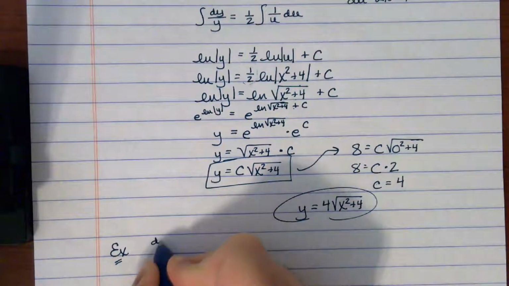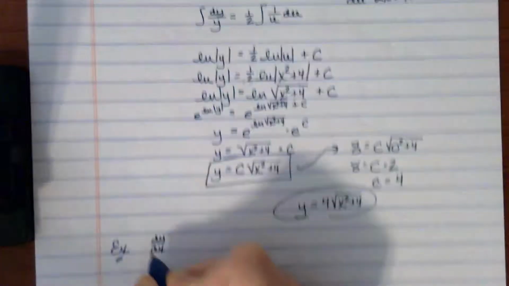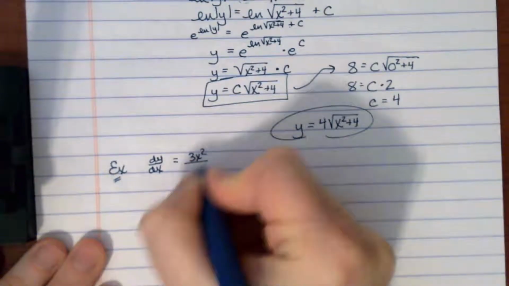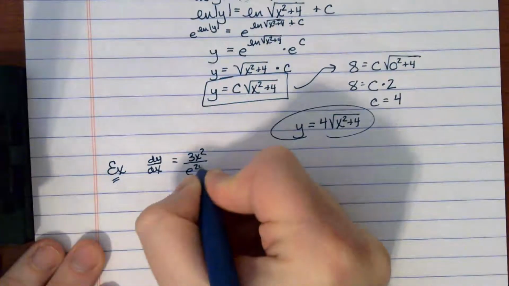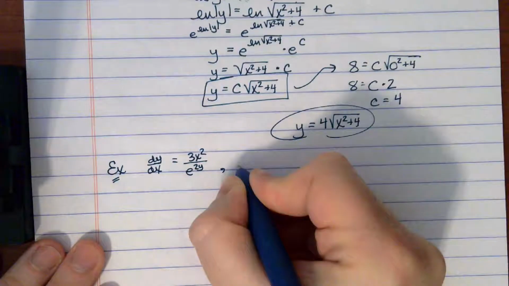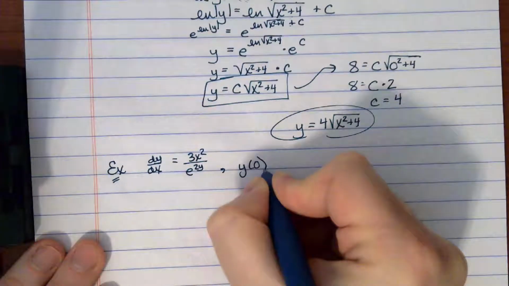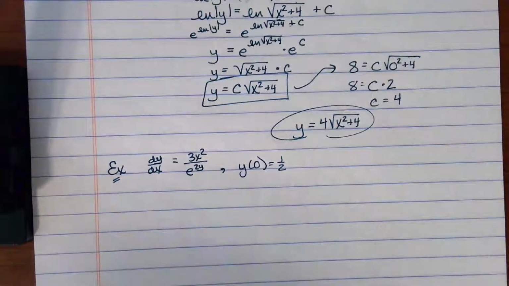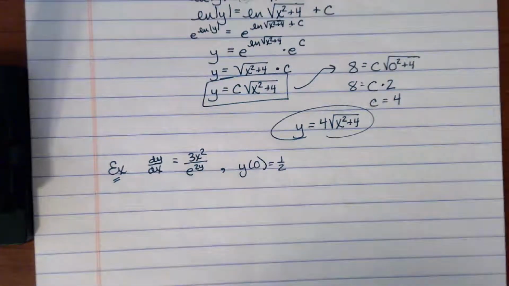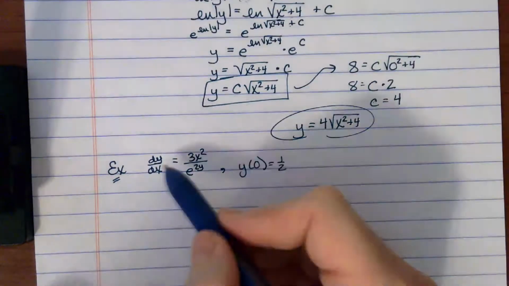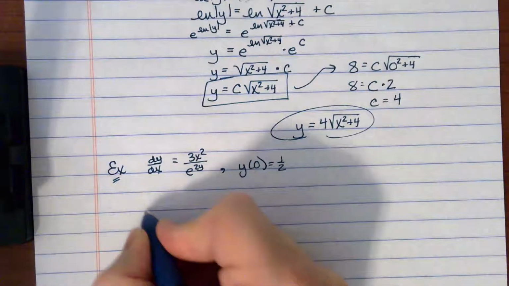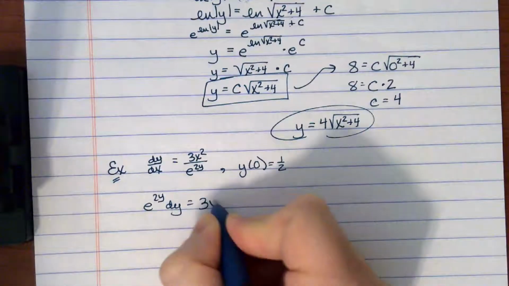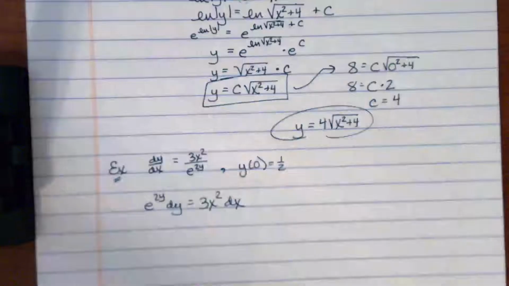Let's look at dy dx equals 3x squared over e to the 2y. And I'm going to tell you that y of 0 equals a half. Go separate your variables and then stop. Really, I'm just going to cross multiply. I'm going to get e to the 2y dy equals 3x squared dx. And I'm going to integrate.